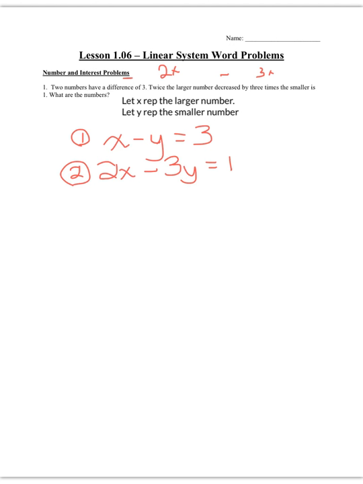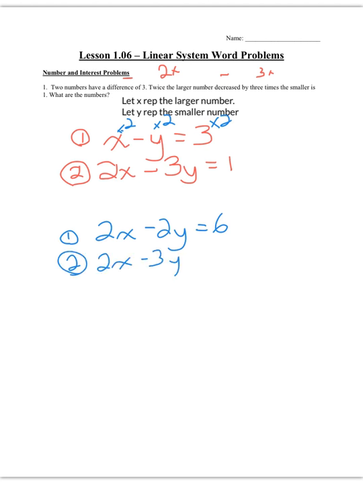Now we need to find the two numbers. To do this, you can use substitution or elimination. It really doesn't matter for these problems. In this case, I'm going to use elimination. I like it better. So I'm going to multiply this whole first equation by 2, because I want to eliminate x. My new equation 1 is 2x minus 2y equals 6. And the same equation 2 is 2x minus 3y equals 1. Make sure you include that line at the bottom to show that you're doing an operation.